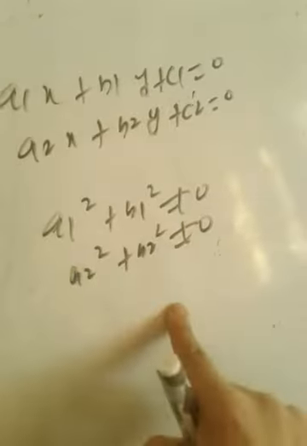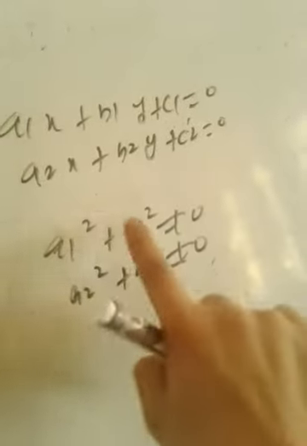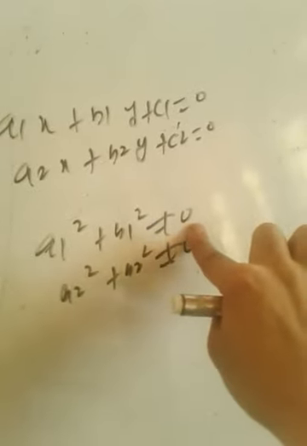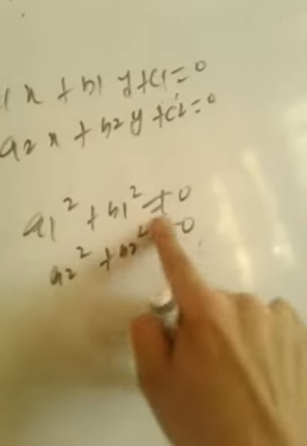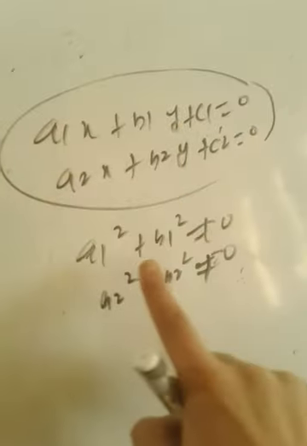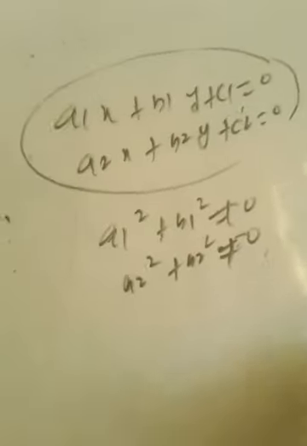Most of the students have written that a1 square plus b1 square is not equal to 0, and in this option they have made it 0, which was wrong. So remember this, whenever you see this type of question, asking what is the condition for a1 and b1, remember that a1 square plus b1 square should not equal 0, and a2 square plus b2 square should not equal 0.